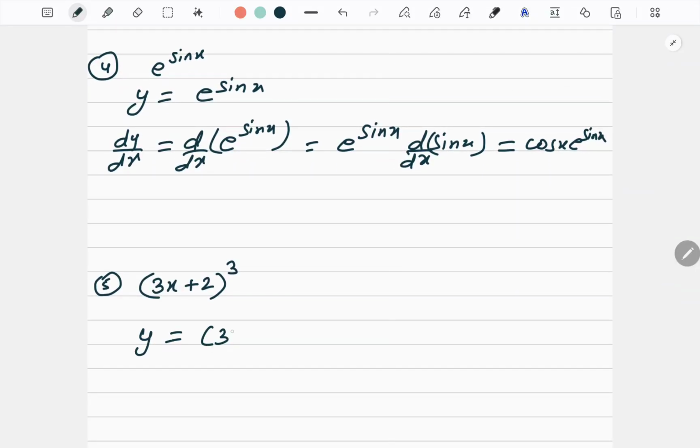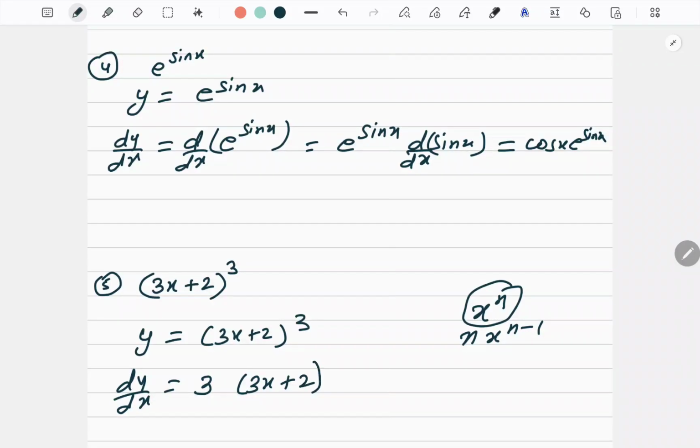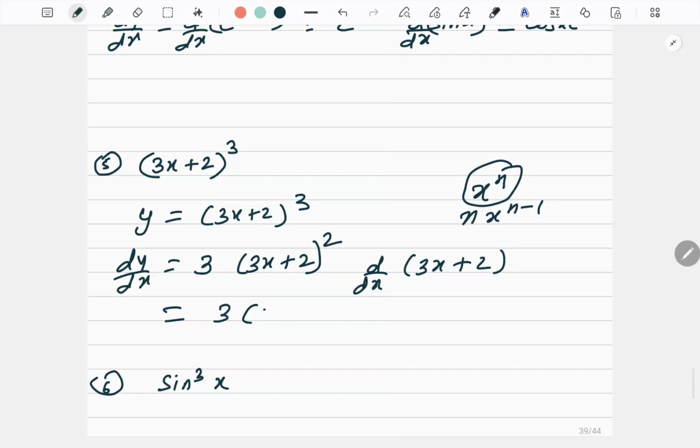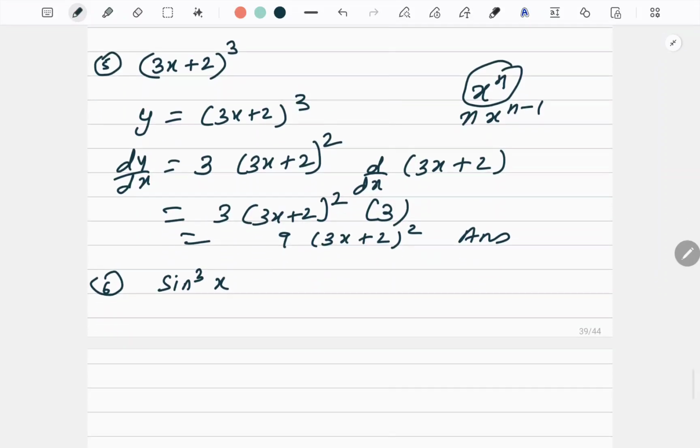Go to the next one. Now y is equal to (3x plus 2) whole cube. So now it is like this. What is the differentiation of x to the power n? n x to the power n minus 1. So you need to first differentiate this cube. So dy by dx is equal to 3 times (3x plus 2) square and d by dx of 3x plus 2. So this becomes (3x plus 2) square and 3. So this becomes 9 (3x plus 2) whole square. That is my answer.